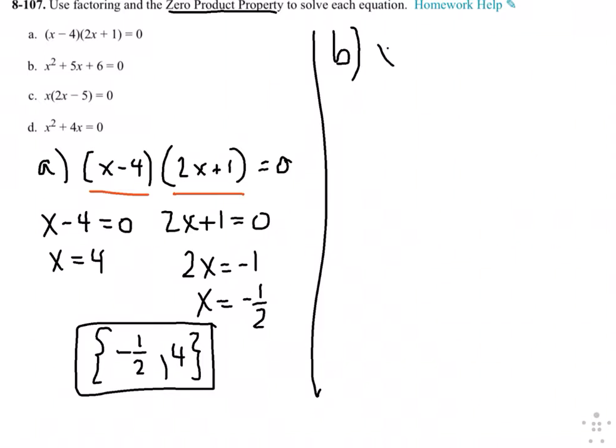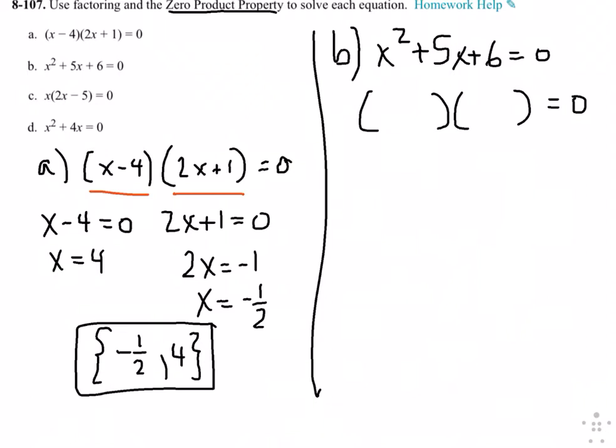Now for B, I have x squared plus 5x plus 6 equals 0. So, what times what is 6, added is 5? 3 times 2 is 6, and 3 plus 2 is 5. So this is x plus 3 times x plus 2.